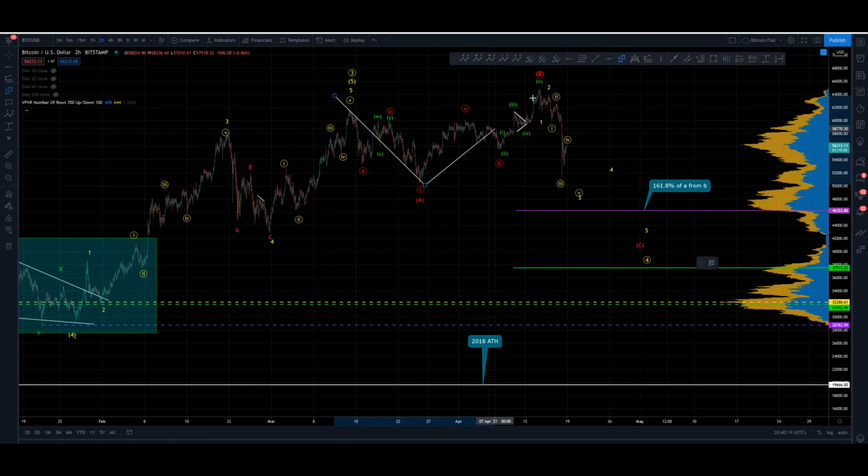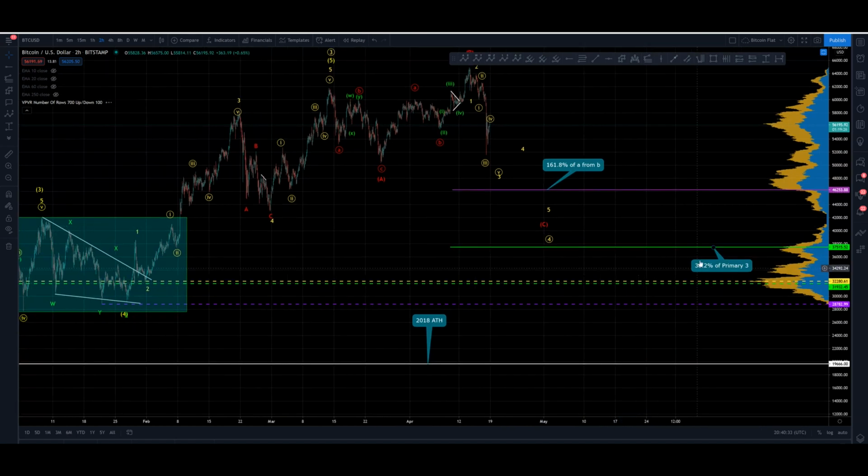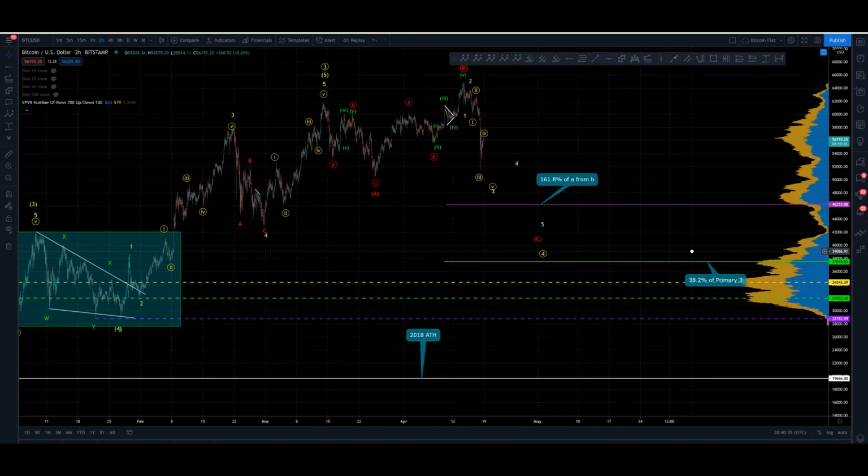3 waves in an A, 3 waves in a B, 5 waves in a C, an expanding pattern, complete the 4, and then off we go into the 5th and final wave. There you go. That's the flat pattern, nice and simple. The other target I've got down here is a 38.2% retracement of primary 3. This is the deeper correction we'd expect for a wave 4.